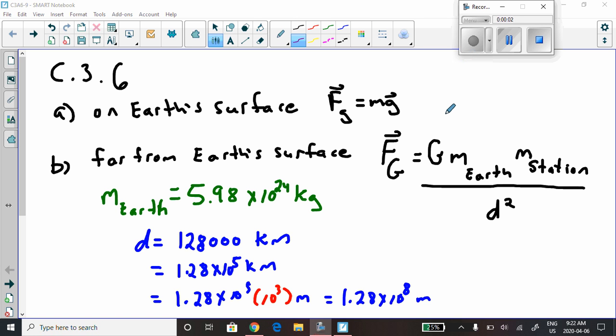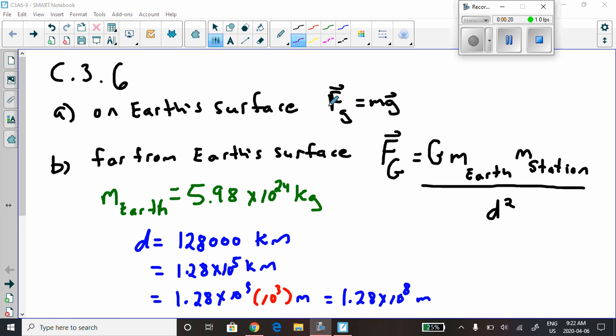Hi kids, I received some questions about the assignment. One of the questions I received through email, but it would be better if it was in the discussion thread, but nevertheless, through email. What is the force of gravity on a space station when it's on the surface of the Earth in part A?